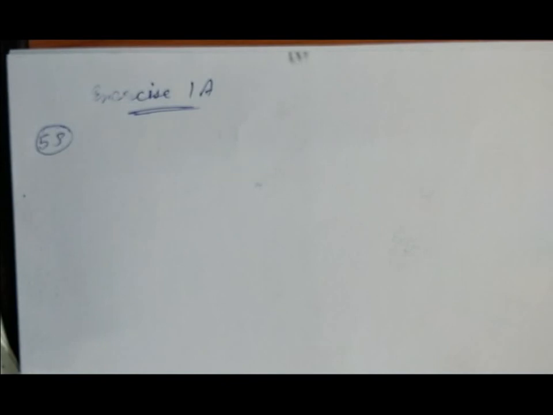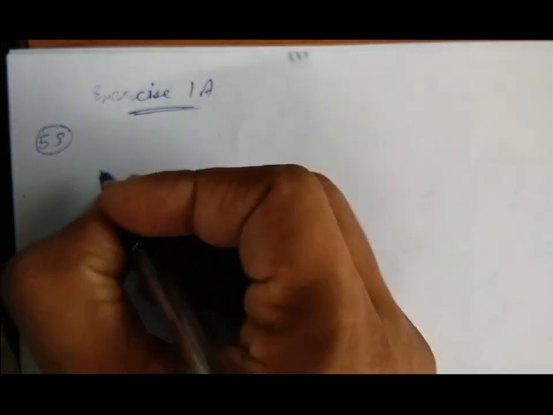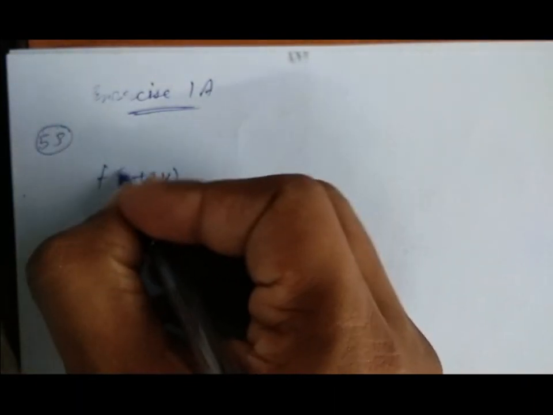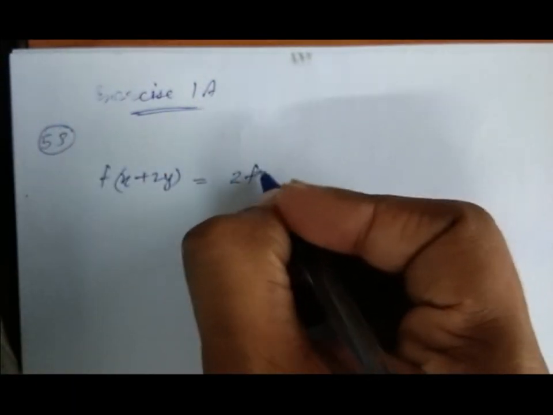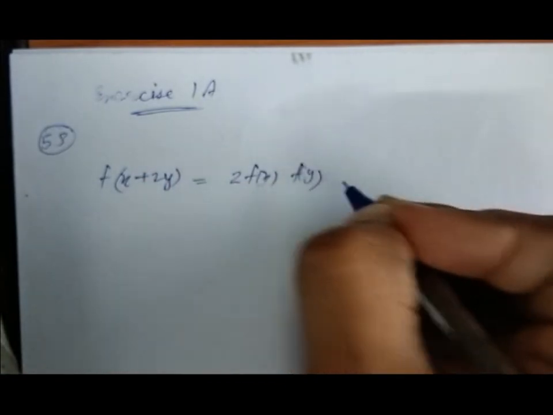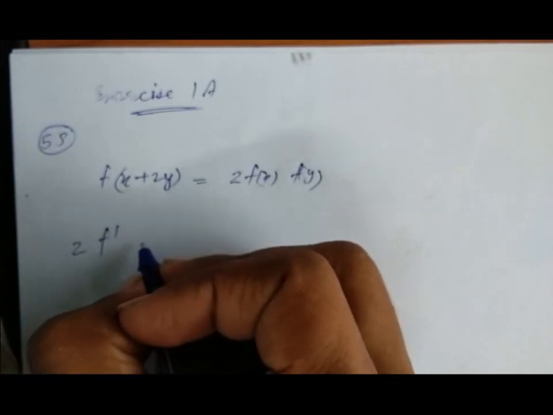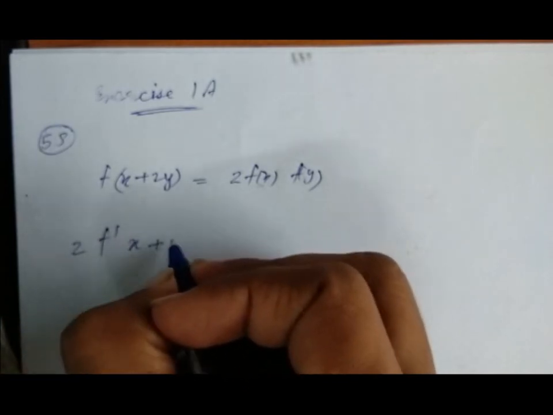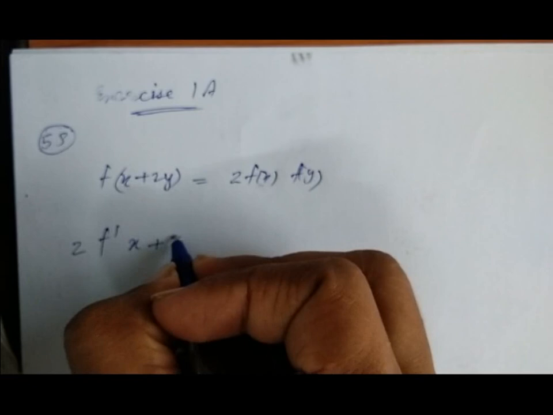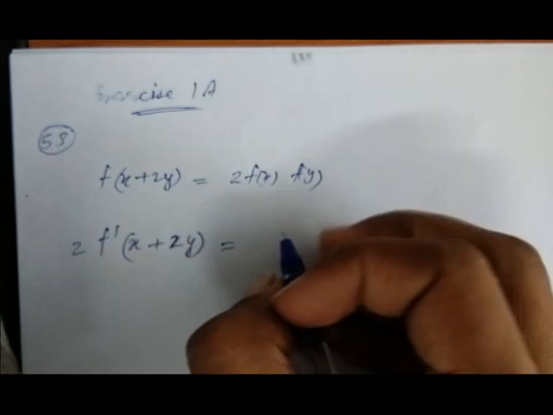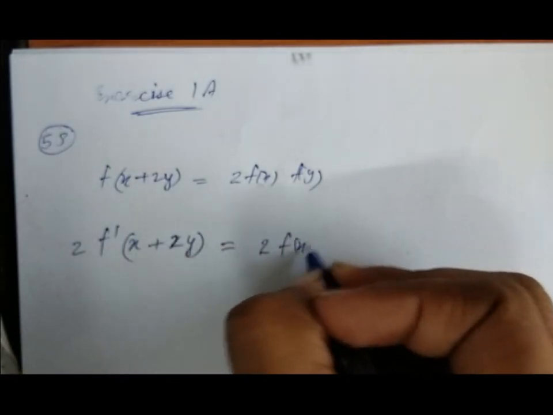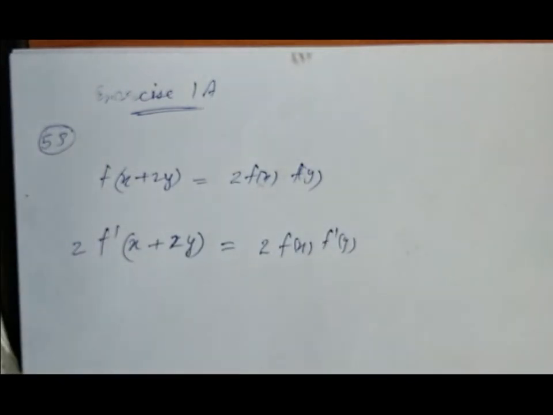Okay, so in question number 53, we are given f of x plus 2y is equal to twice of fx into fy. Differentiate this with respect to y, we get twice of f dash x plus 2y is equal to 2fx f dash y. Fine.